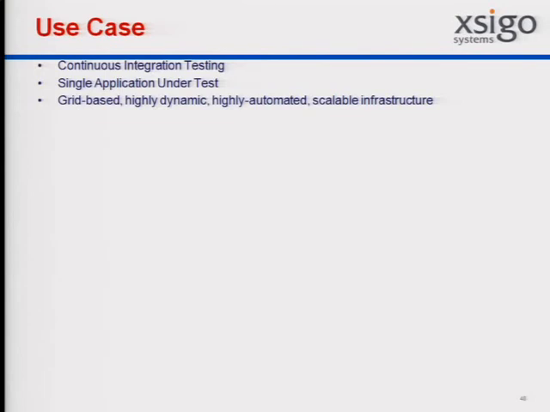So we do an enormous amount of continuous integration testing. The short version of continuous integration testing is when a developer checks in a new version of the code, we test that new version of the code. We test it unbelievably intensely. Because we have only one application under test, what we really needed was a way to do that extensive testing in a grid, in a highly dynamic way. We needed new pristine environments every time we run a test.